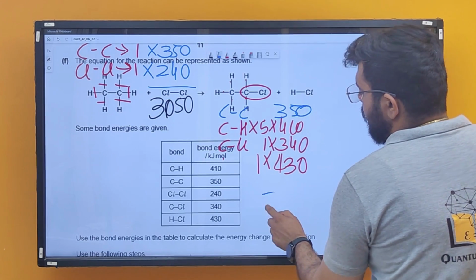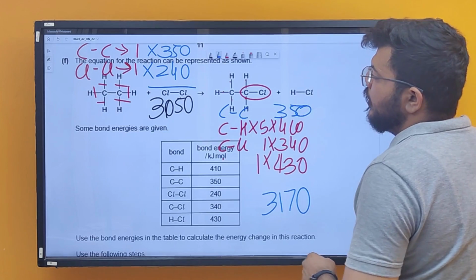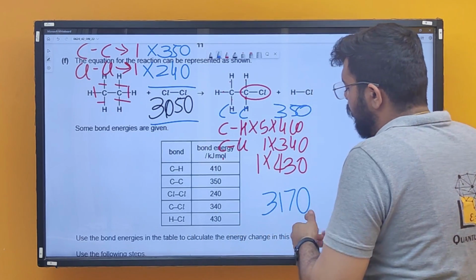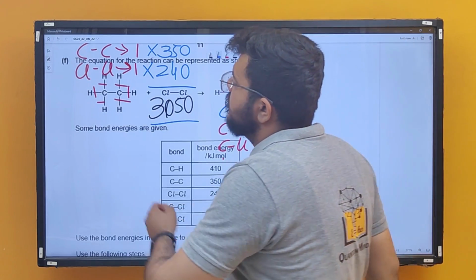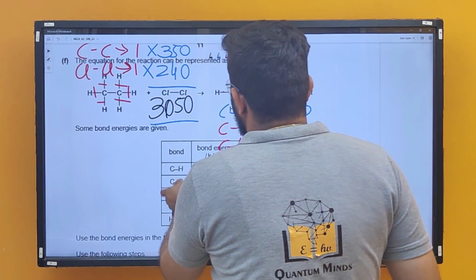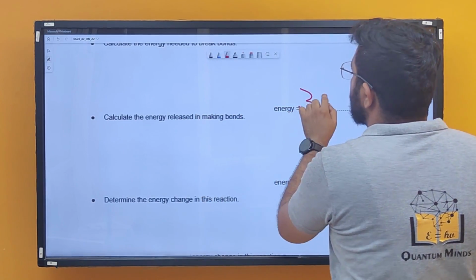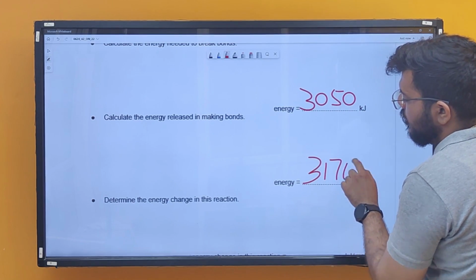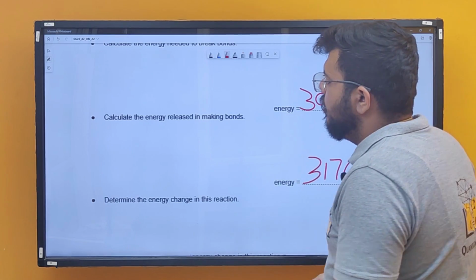That is 3170 joules. Okay. So I require 3050 joules for breaking bonds, and the bonds release 3170 joules when they form. So 3050, 3170, let's write those values here, right? Obviously this has to be energy released in making bonds.